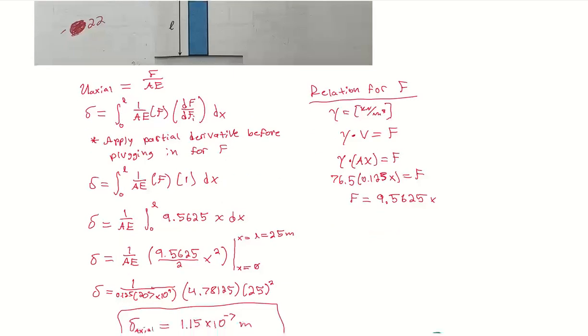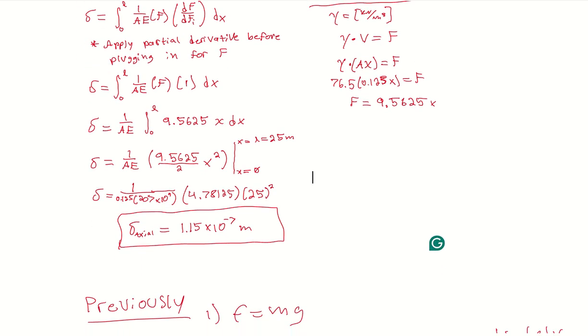Solve the partial derivative. We're going to have the axial deflection is equal to the integral from 0 to L times 1 over AE times F times 1. Now we are ready to plug in for F. Plugging in for F is going to give us an axial deflection of, pulling out constants, 1 over AE times the integral from 0 to L of 9.5625x dx. Using the reverse power rule, we're going to add 1 to that exponent of x and then divide by that exponent of x, so 2. And then we are going to evaluate over x equals 0 to x equals L, which is equal to 25 meters.